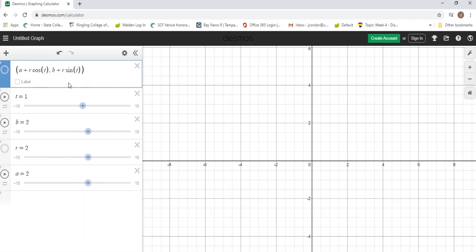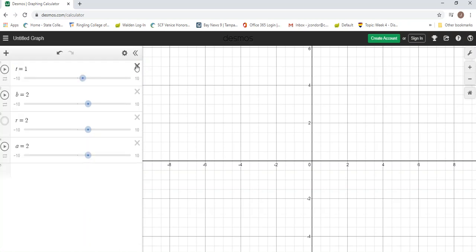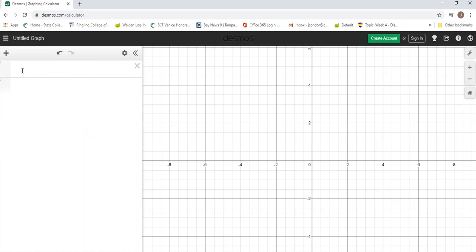I messed up my sign, something in here got messed up when I hit that button, so I may have to just type this all through again. A plus R cos T, B plus R sine of T. I don't want this here, so I'm going to have to add them in, but it'll take a second.